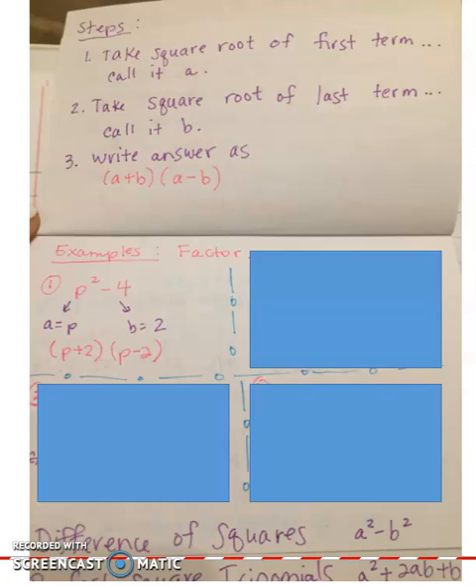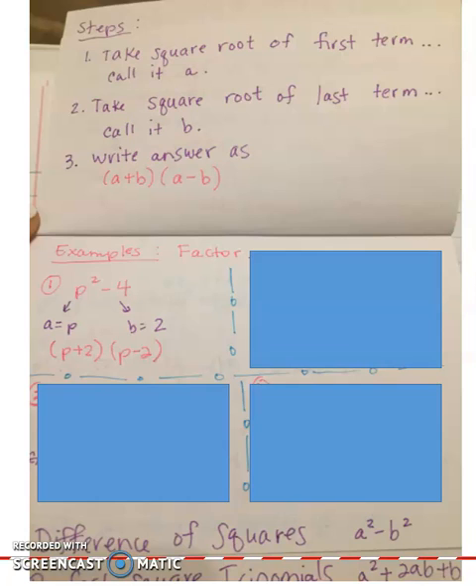So the first term is p squared. If I take the square root of the first term, that's going to be p. I'm going to call that a. So far I have a equals p. Your second term is 4. Notice I'm not saying negative 4 because it's the minus and then b after the minus symbol. So my b squared is 4 in this case. When I take the square root of 4, that's going to give me 2. And so now I have b equal to 2.